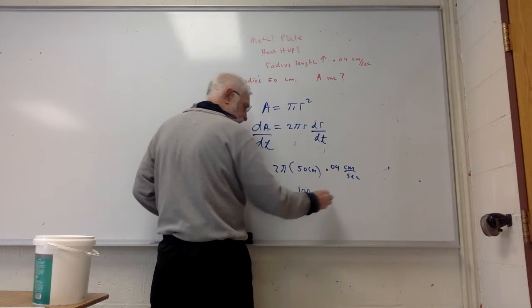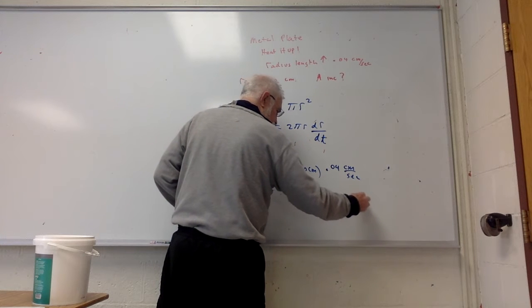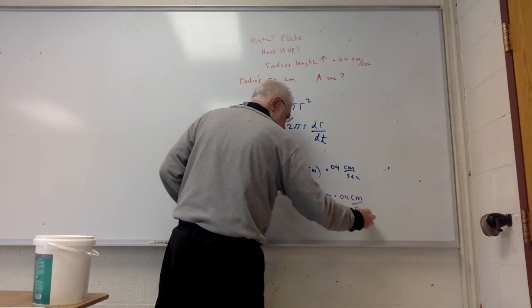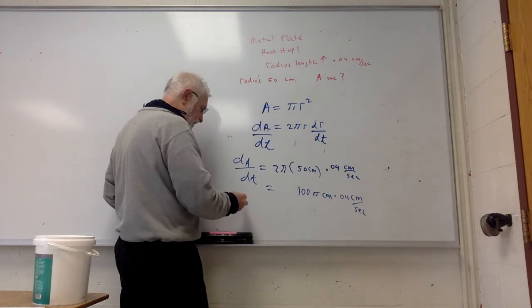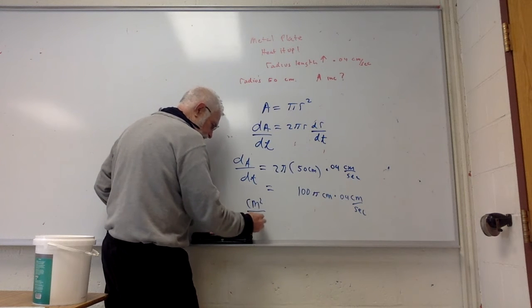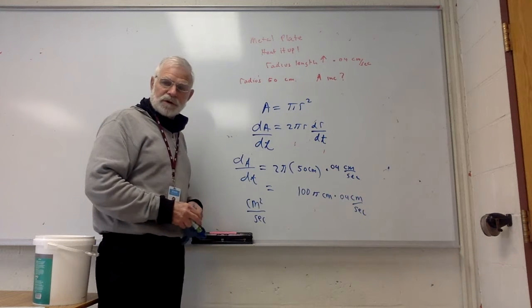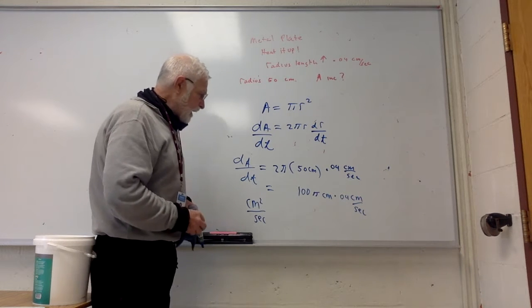100 pi centimeters times 0.04 centimeters per second. Well, that's nice. Centimeters times centimeters is centimeters squared, right, per second. Well, that's nice because we are talking about how the area is changing. So it should have some square units to it.